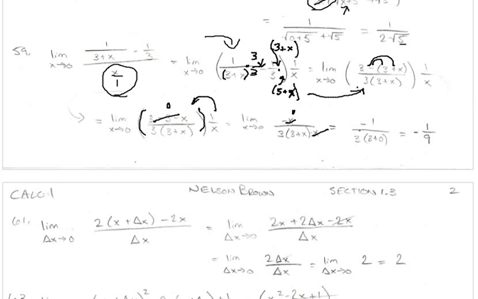So I'm left with negative 1 over 3 times 3 plus x. There's nothing stopping me from doing direct substitution at this point. So I have negative 1 over 3 times 3 plus 0, which is equal to negative 1/9. And that is number 59. And we will pick back up on number 61.